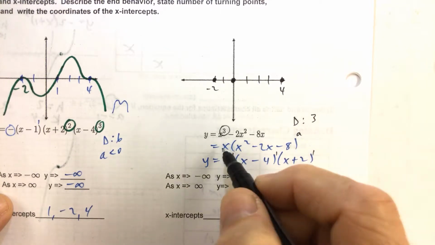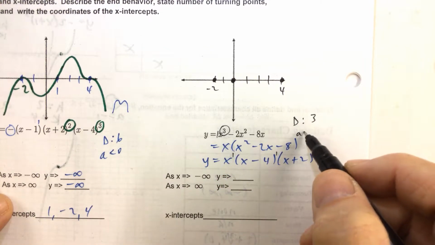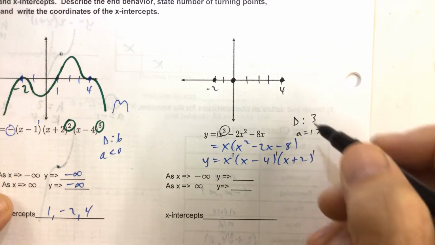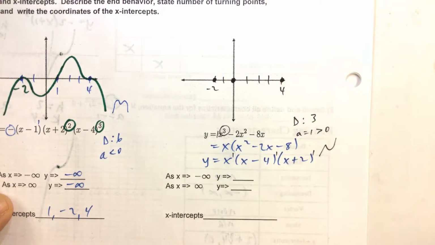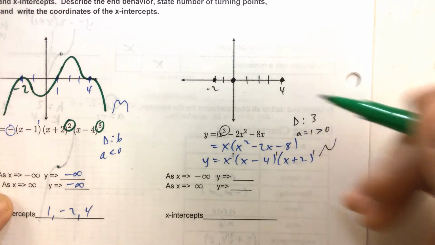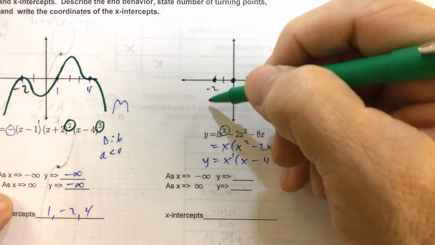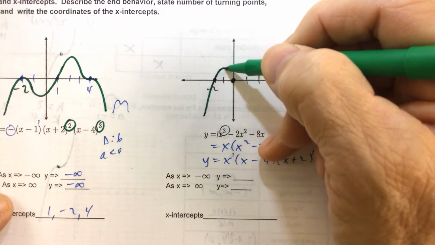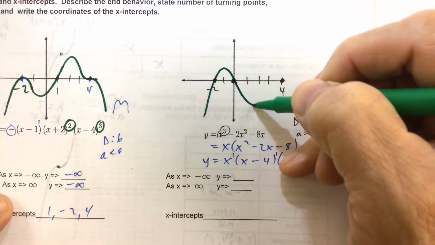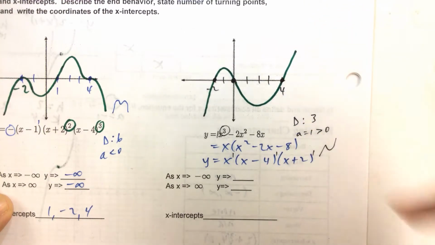And the a is 1, which is positive. So the degree is 3, a is positive. The graph goes up from left to right. The multiplicities of all the factors are 1, so it goes through the x-axis at each of the x-intercepts.